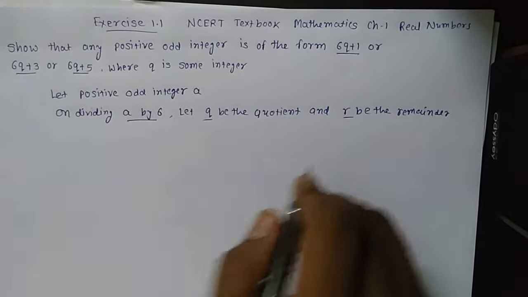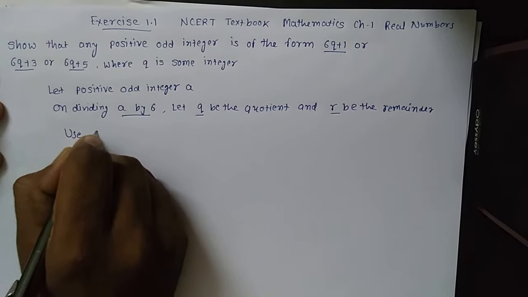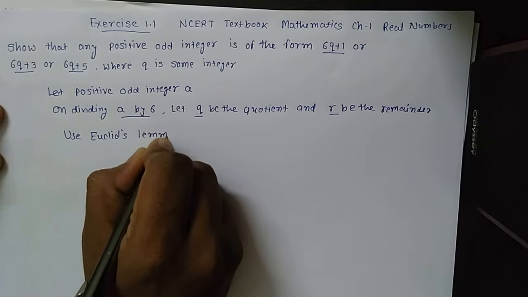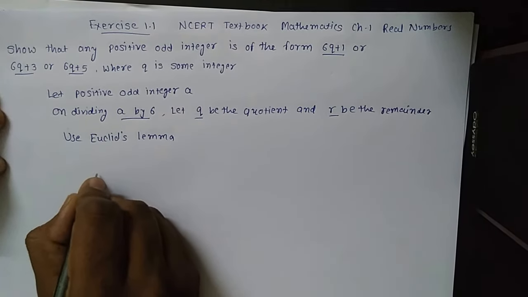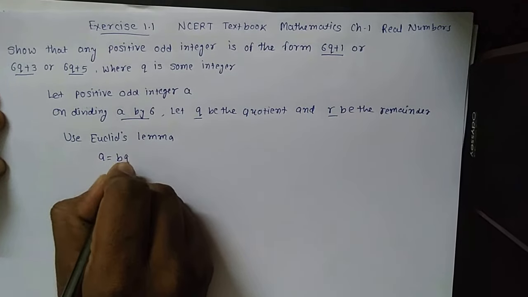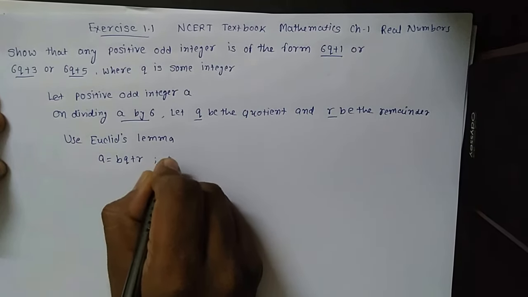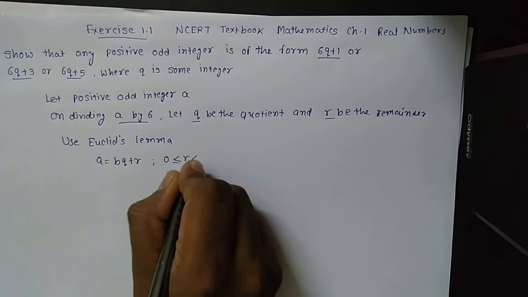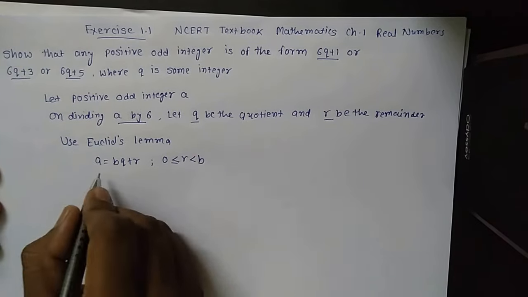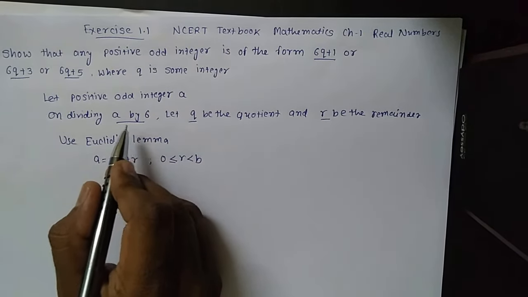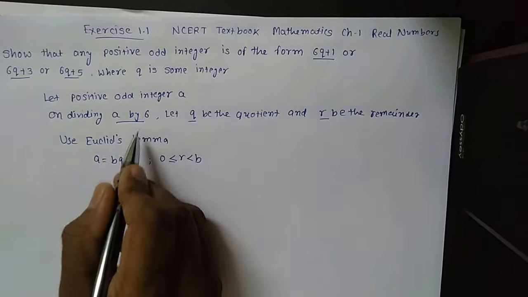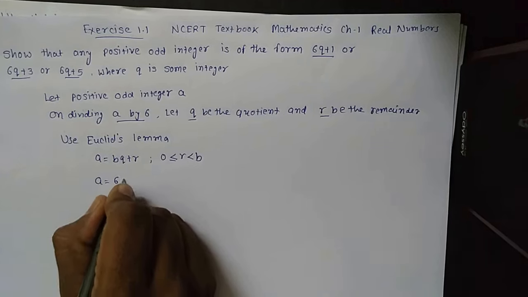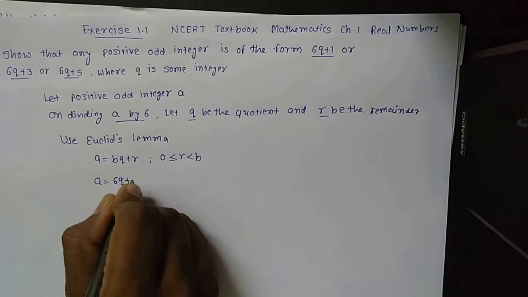Now as per Euclid's lemma, we will use it. What is Euclid's lemma? Euclid's lemma is a is equal to bq plus r, where we know the condition that 0 is less than or equal to r is less than b. Now as per this lemma, we are trying to divide a by 6, which means the value of b will be 6. So I will write a is equal to 6 into the quotient q plus the remainder r.